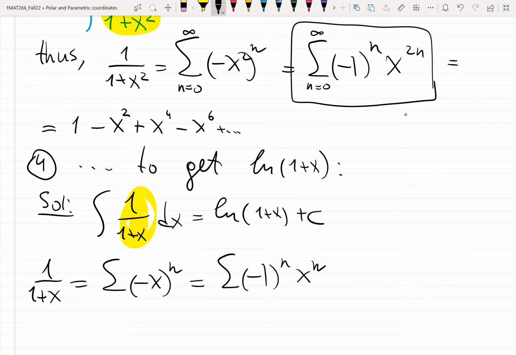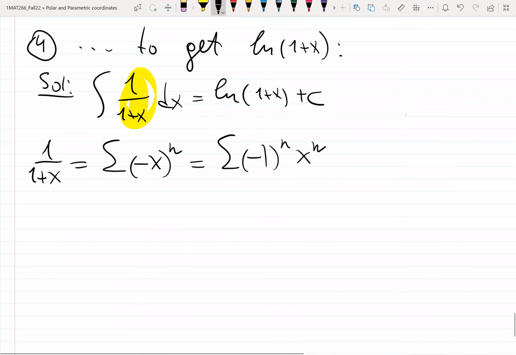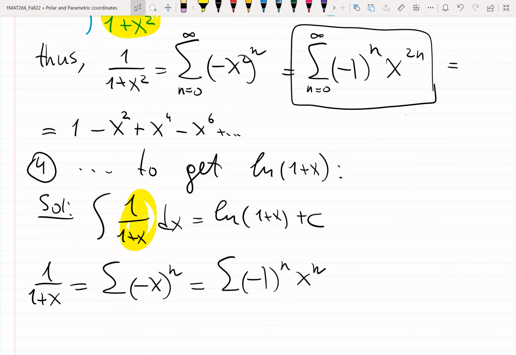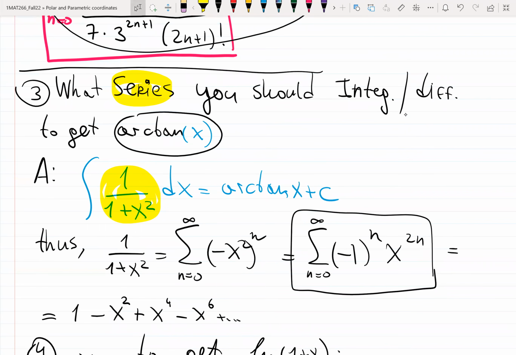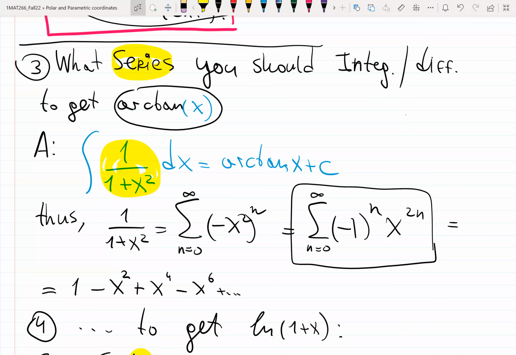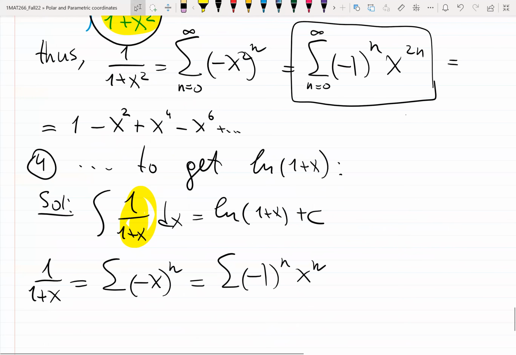Finally, the practice exam asks you questions like these. What series did you integrate or differentiate to get arctangent? You will say, well, I'm integrating the series for 1 over 1 plus x squared. How did you get ln 1 plus x? Well, I'm integrating the series for 1 over 1 plus x. Make sense? That's what the idea is.